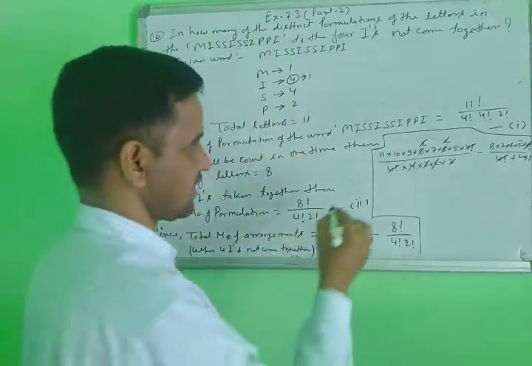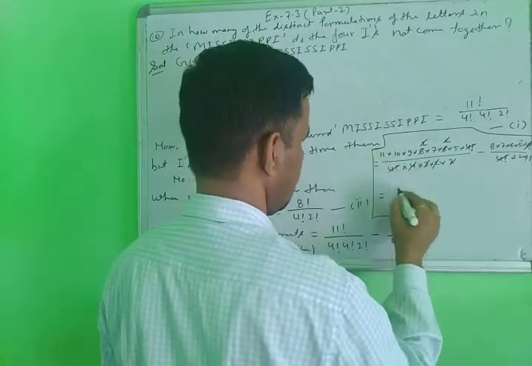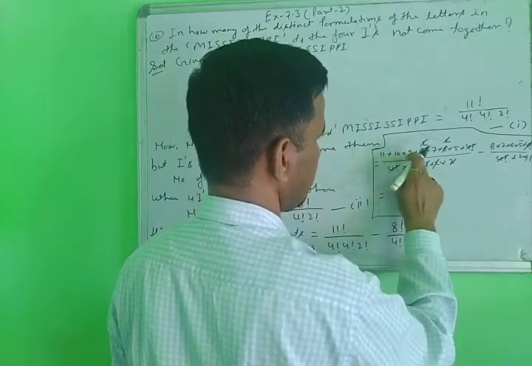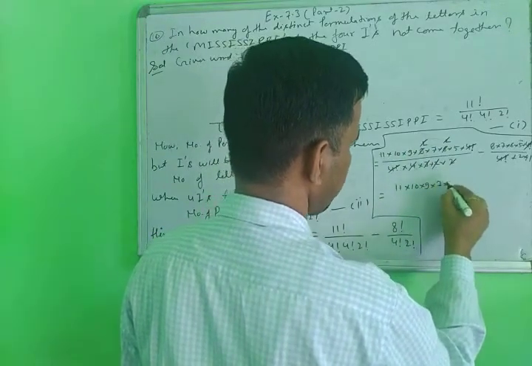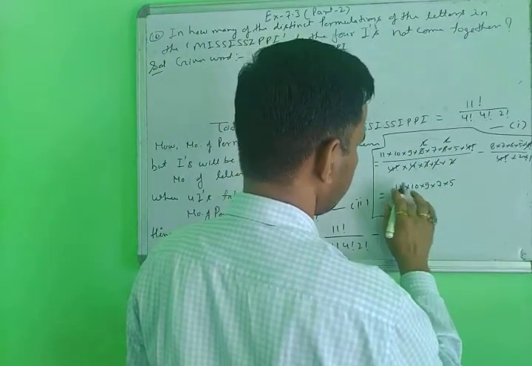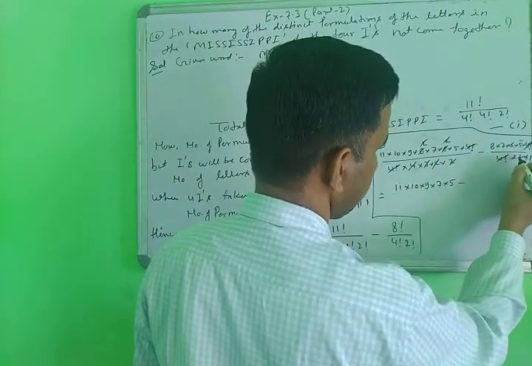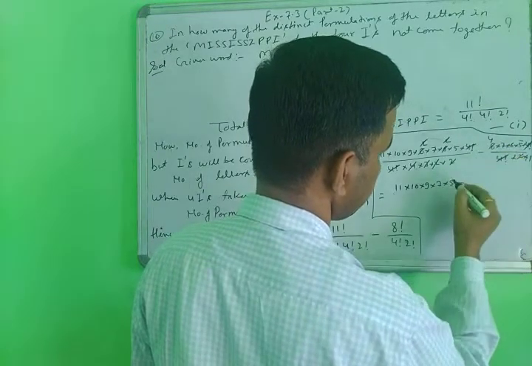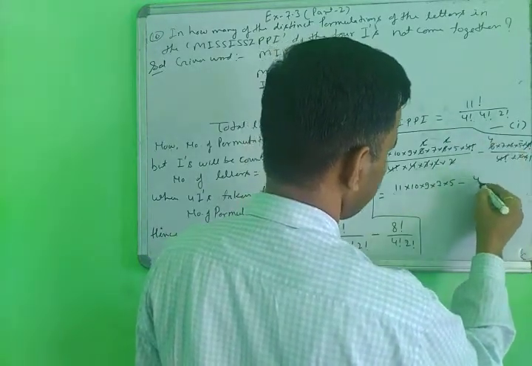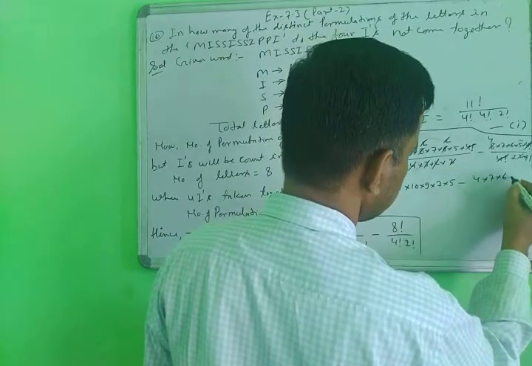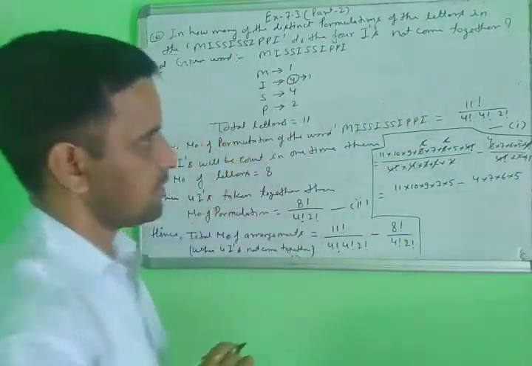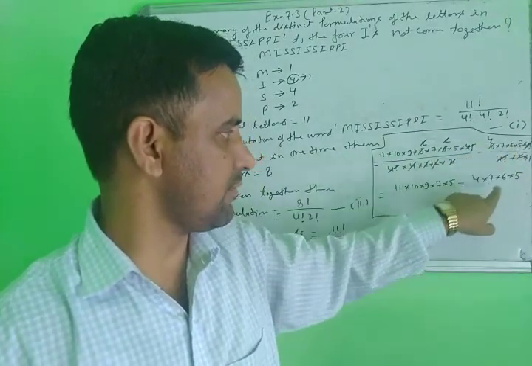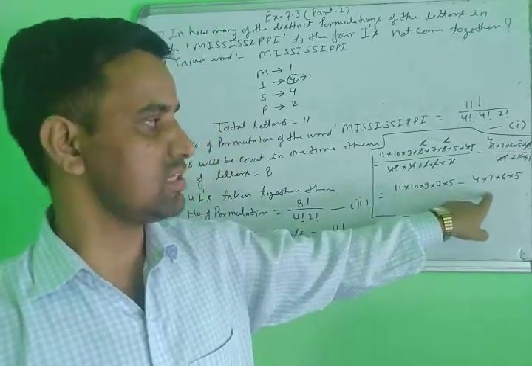So what is the left part here? This is the equal sign here. This is 11 into 10 into 9 into 7 into 5, minus, and here left only 8 into 7, and this 2 will cancel 4 times here: 4 into 7 into 6 into 5. You will calculate this portion, then you will get the correct answer.